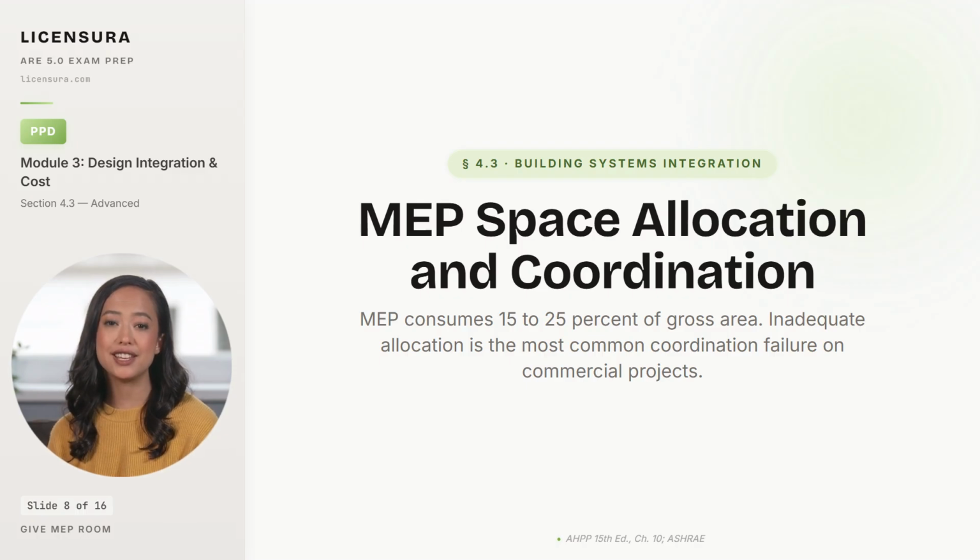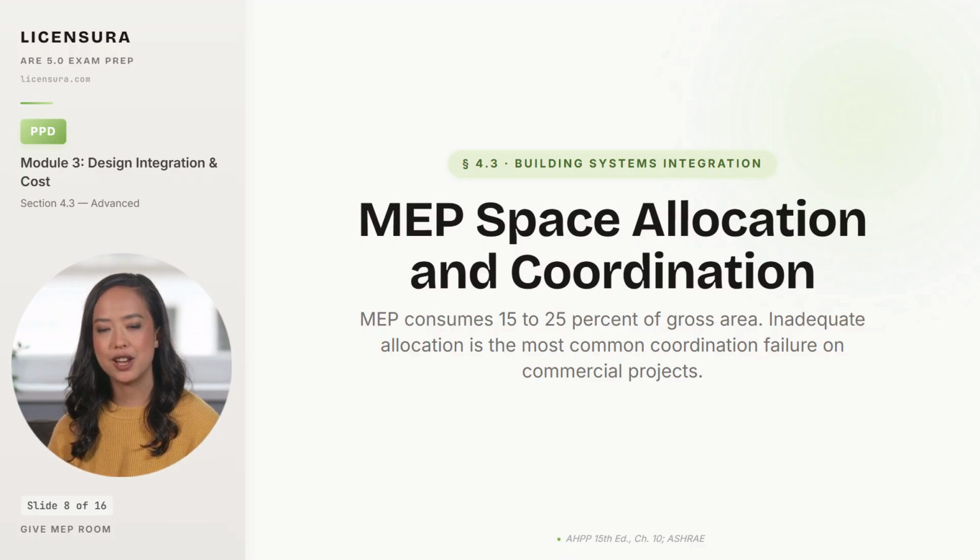The most expensive sentence in construction is the one a contractor speaks in CA. There is not enough room in the ceiling for the ductwork. That sentence means either the floor-to-floor height has to increase, which is structural redesign, or the duct routing has to change, which is MEP redesign. And both produce a flood of RFIs, change orders, and arguments about who pays.